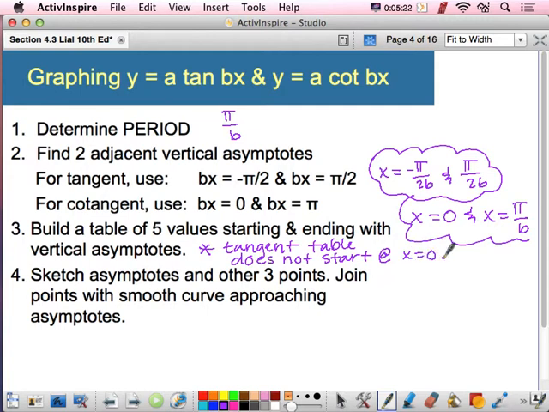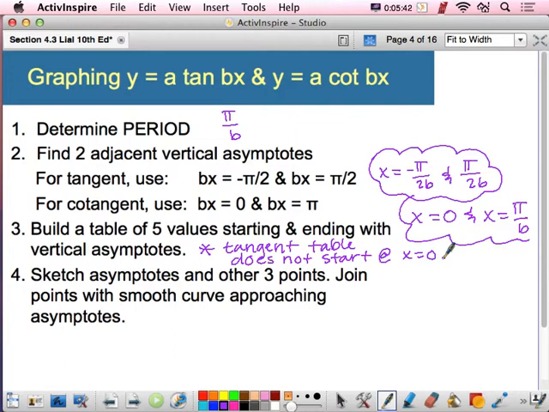So that's kind of unfortunate. Makes the table a little weird for most people. But just remember, it's the only one that won't start at 0. It should help you keep your asymptotes straight as well. All right, then we sketch the asymptotes as dotted lines, and then we put the other 3 points on there, and we will join the points with a smooth curve approaching those asymptotes.